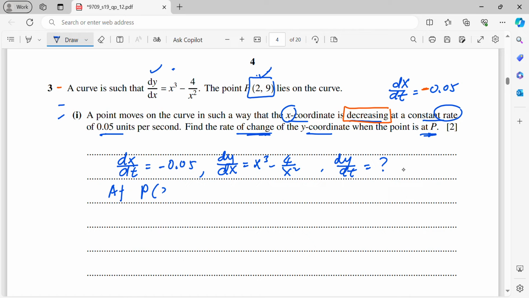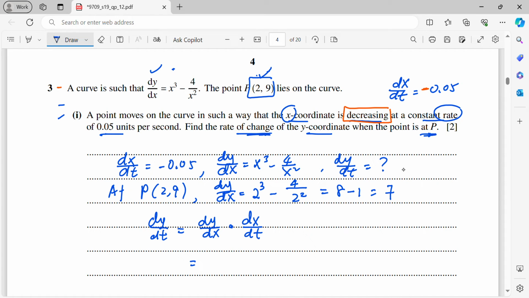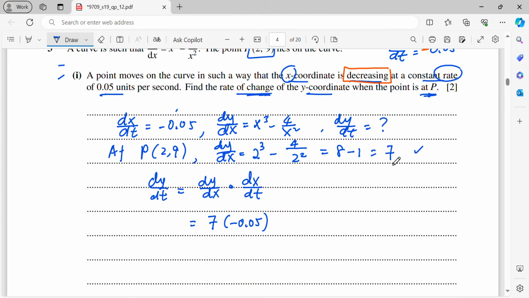So at P (2, 9), my dy over dx is basically, x is 2. So (2 cubed minus 4) over 2 squared. That means you will be getting (8 minus 4) over 4, which is 1. That is 7. Okay, so now my dy over dt equals dy over dx, this is the chain rule, times dx over dt. So my dy/dx is 7. dx/dt is given, so negative 0.05. And then here I will be getting negative 0.35. Then this is units per second. That means you can say that the y is decreasing.